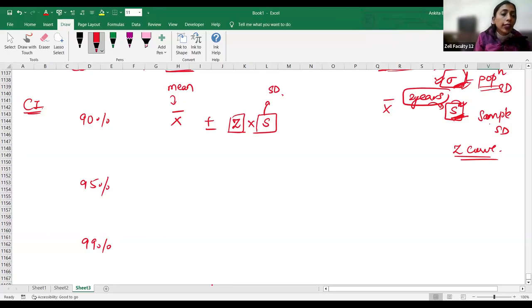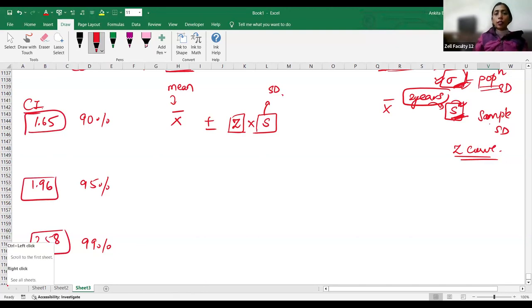So there are a few values of Z that you can learn and remember. For 90%, the value of Z that you can remember is 1.645, or you can also remember it as 1.65 if you want 2 decimal places. Then for 95%, the value you can remember is 1.96, and for 99%, 2.5. These are the values that you should remember, because I will show you how to use the Z table and from where we got these values. But right now you can just remember. Also from an exam perspective, you can just remember these values.